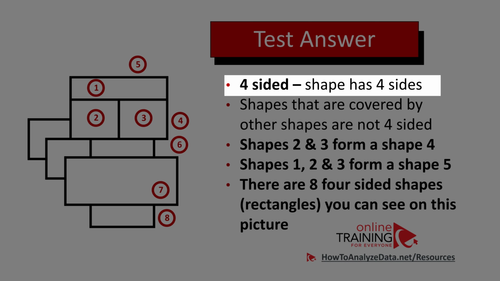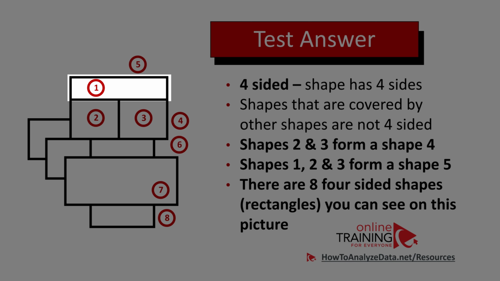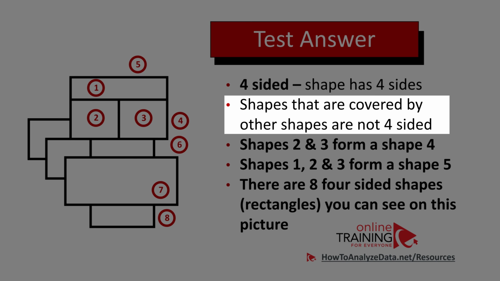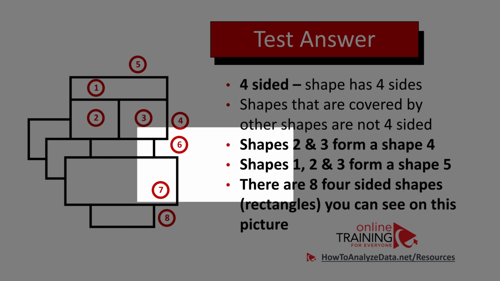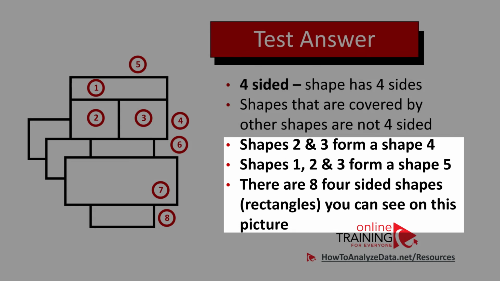For example, a rectangle has 4 sides, and you see a rectangle here which has 4 sides, and this shape matches the criteria. Shapes that are covered by other shapes are not four-sided. For example, we have something that mimics a square here, but because it's covered by another square, it is not four-sided. Actually, it has 5 sides. The key to answering this question is to make sure that you didn't miss any shapes. In fact, it's so easy to miss because some shapes are inside of the other.